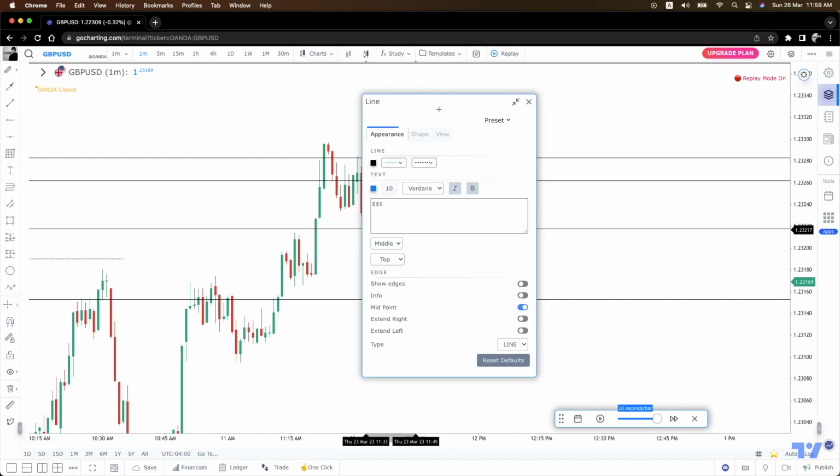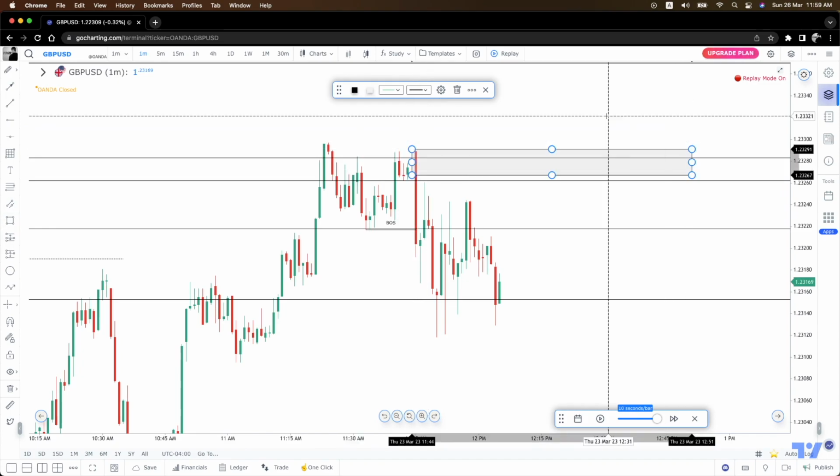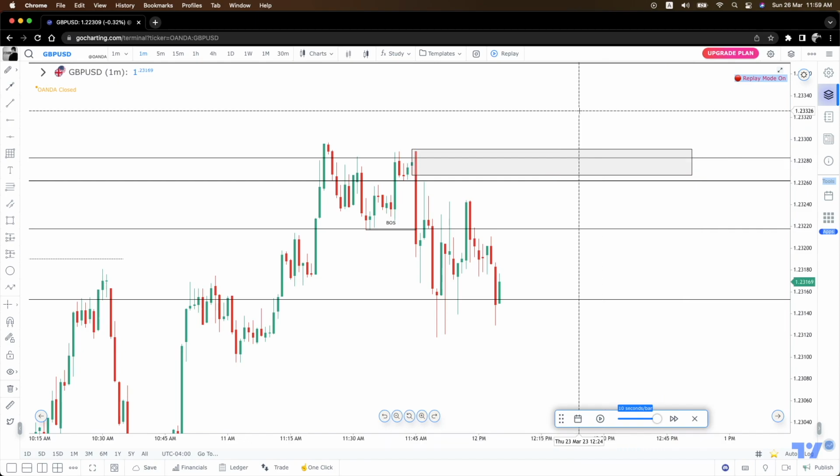Okay, this to me is just a break of structure. The market broke very strong to the downside, right there, right? Simply that. Very strong aggressive sell. And I do see a lot of imbalance. I see a little order block right there. I really like that one.